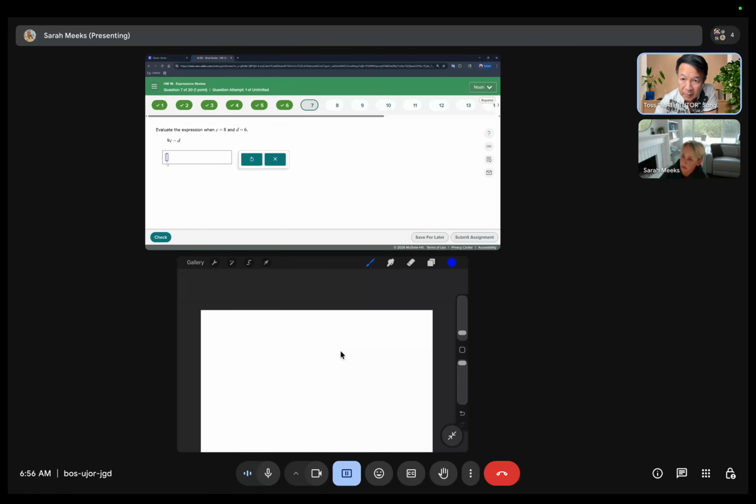Okay. So you have to substitute C with 8 and D with 6. So it will look like this. I'll do a dot because you don't have a decimal number. Okay, let me see if that's correct. Go for it. All right, good job.